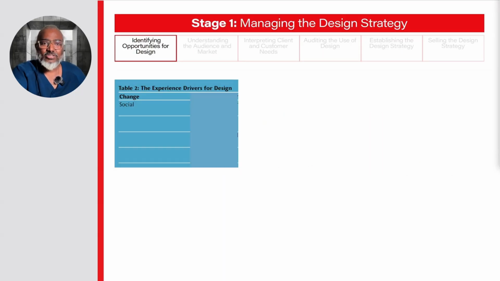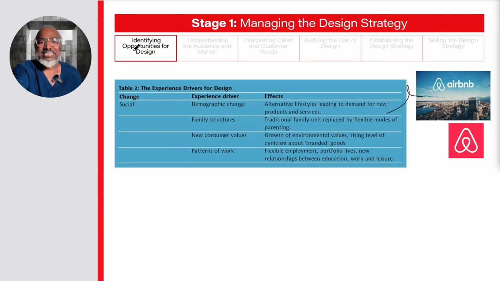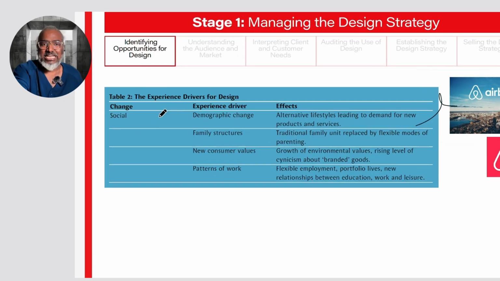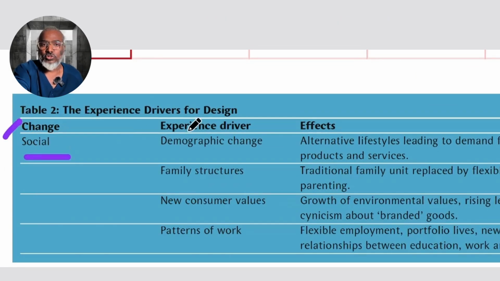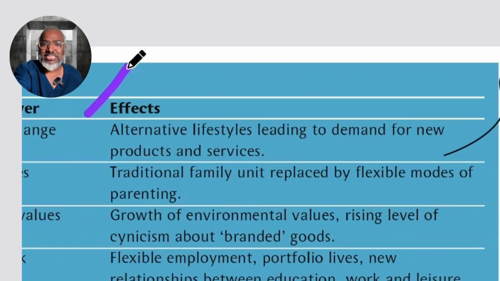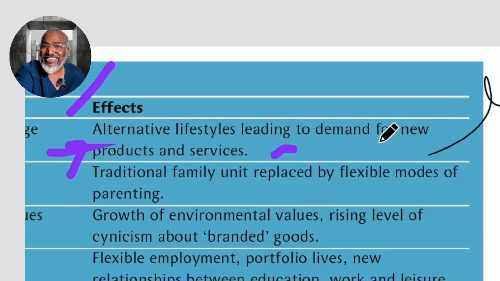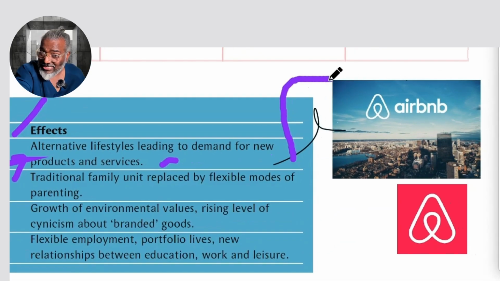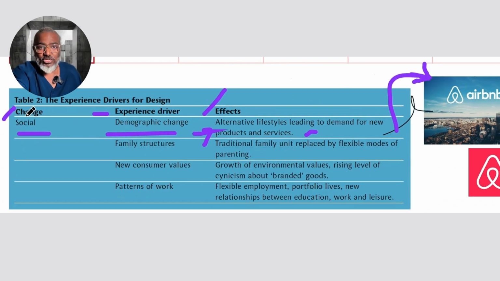Let's keep moving. I'll just very quickly show you: identifying opportunity for design. For example, changing social experience drivers and effect. An alternative lifestyle leading to a demand for a new product and service. So this is an idea cast by Airbnb, and they created a whole business out of it. This triggered social change, demographic, experience drivers, and the effect of that experience driver. How, as a business person, you saw the opportunity here. Got it?